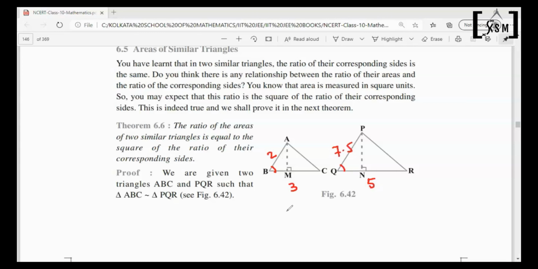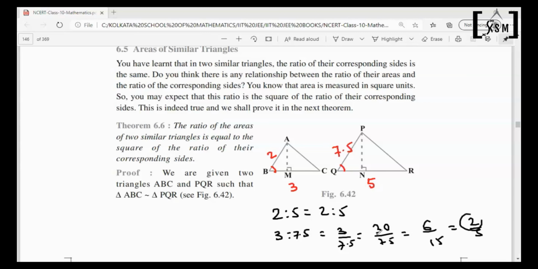So check 2 with 5. So that is 2:5. That's fine. Check 3 with 7.5. So 3 over 7.5. Multiplying up and down by 10, we get 30 over 75. Simplifying by 5, we get 6 over 15. Sorry, 2 is to 5. So they are equal now.